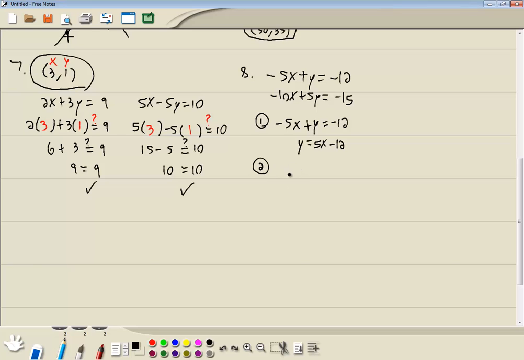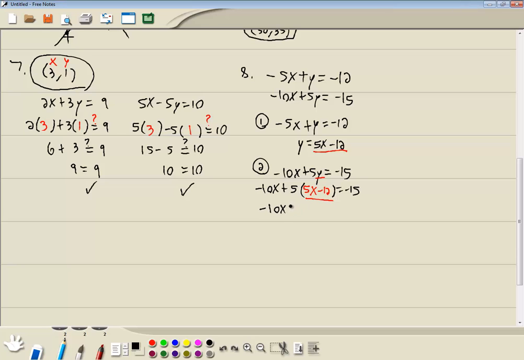Step 2, plug this into the other equation. So our other equation is negative 10x plus 5y is equal to negative 15. Now we just said that y is equal to 5x minus 12. So we want to replace the y in the other equation with 5x minus 12. So I put parentheses where my y was, and then I put in the 5x minus 12. And then we want to solve.